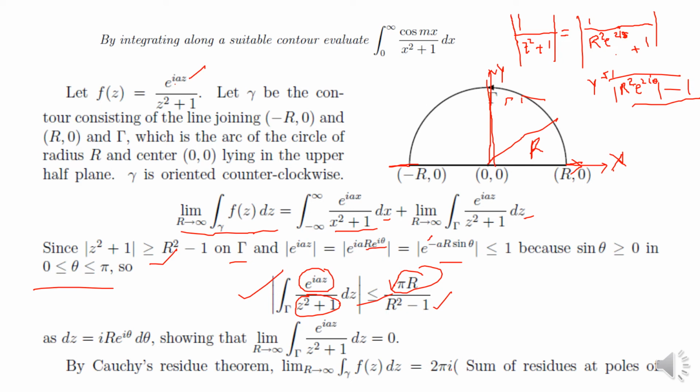Now we have to find the integral, limit R tends to infinity, over tau of e to the power iaz upon z squared plus 1 dz. This we have to show is 0. So we got this term.